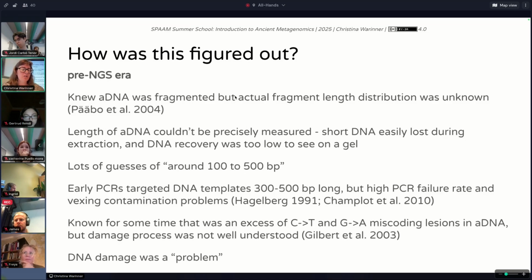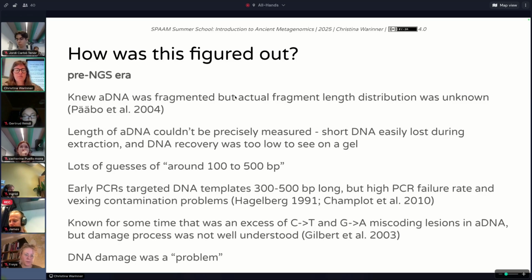So you'll find in the literature from this time lots of guesses of ancient DNA being around 100 to 500 base pairs long. It was sort of an educated guess, but couldn't be precisely measured. Early PCR designs often tried to target things that we now know were way too long. So 300 to 500 base pair fragments, which often don't exist in ancient DNA. And this led to a really high PCR failure rate and also tons of contamination problems, because it was much better at amplifying contaminant DNA than truly ancient DNA.